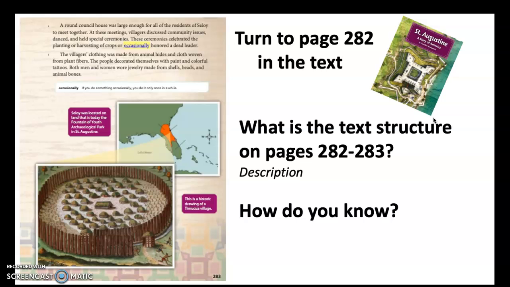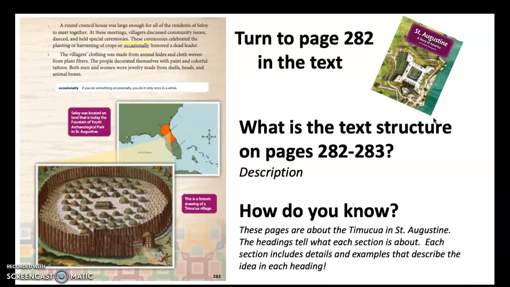I hope you and your partner had some good conversation. I think these pages are about the Temuka and St. Augustine. These headings tell what each section is about, and then each section includes details and examples that describe that idea. That is why this structure is description.